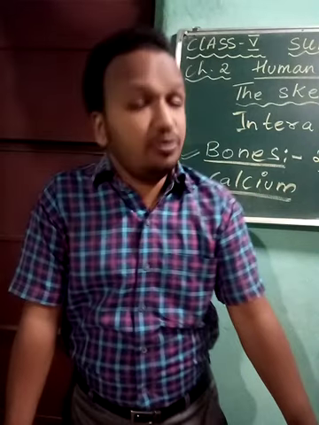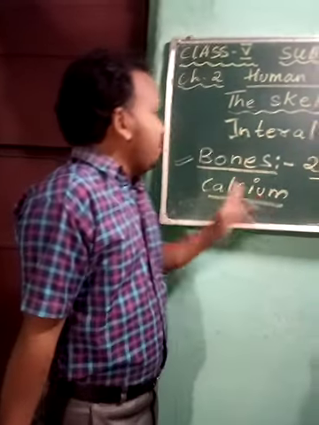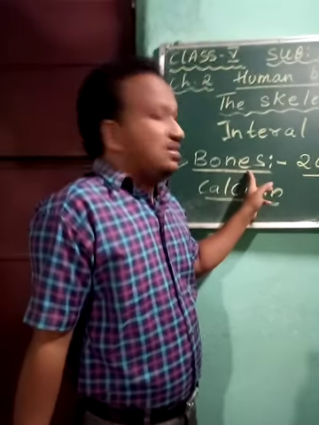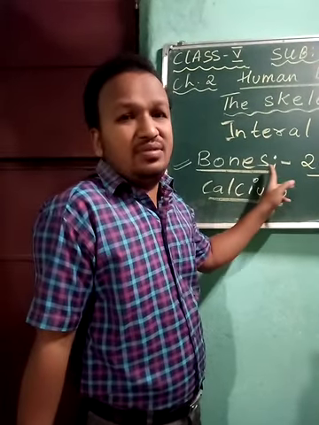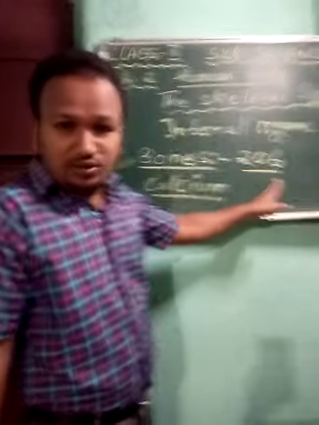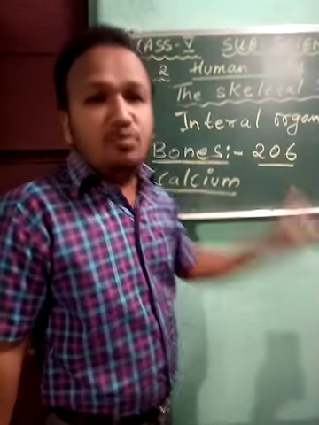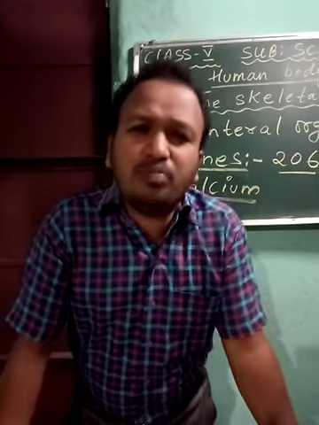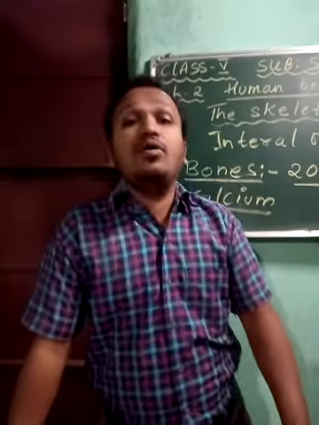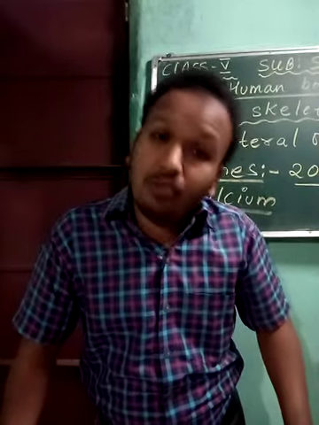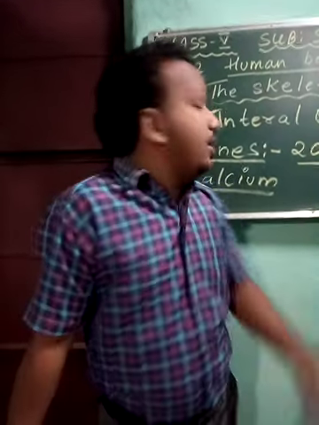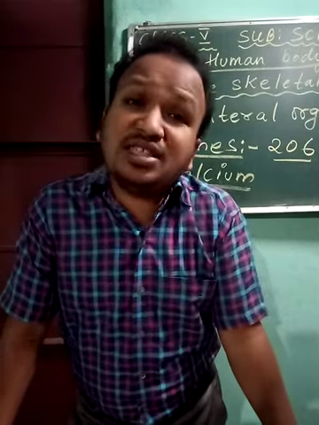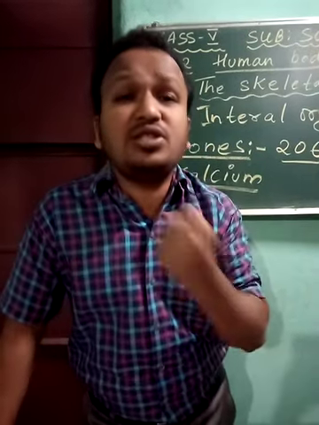Okay children, again I'm repeating, in an adult human body there are 206 bones, and small children, those who are born as very small babies, have more than 300 bones. The bones become very strong due to the presence of calcium. So calcium makes the bones very strong.